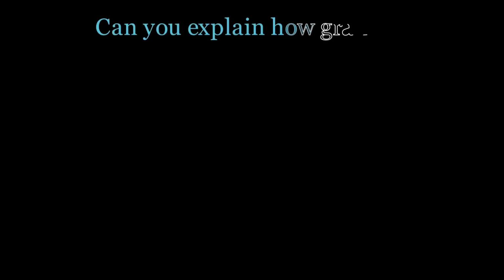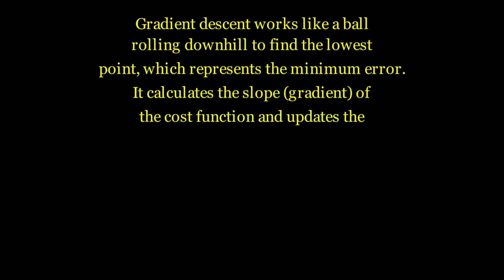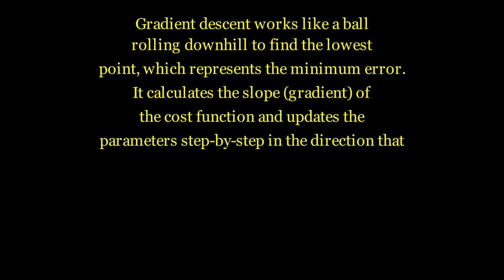Can you explain how gradient descent works in simple terms? Gradient descent works like a ball rolling downhill to find the lowest point, which represents the minimum error. It calculates the slope, the gradient, of the cost function and updates the parameters step by step in the direction that reduces the error until it reaches the lowest point.